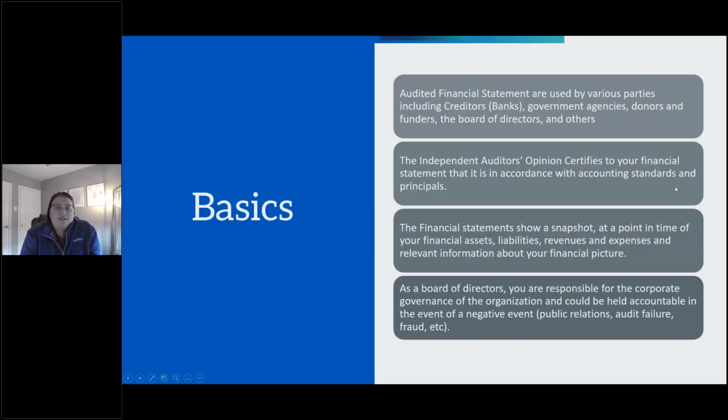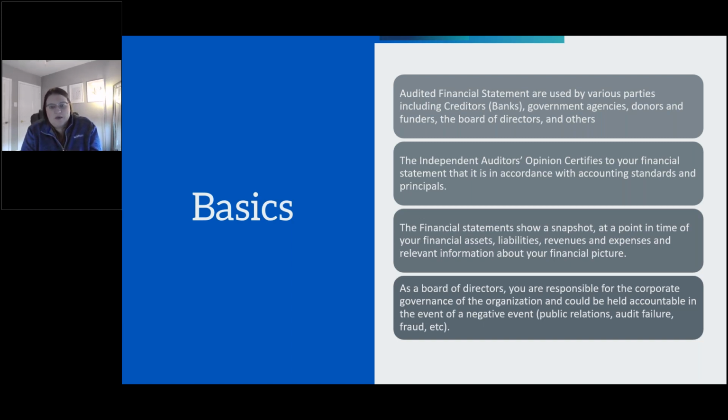All right, so just some basics before we show some examples. So your audited financial statements are used by various parties. It's important to know that that can be an external document, and we'll talk a bit more about who is able to see that on the next slide. The independent auditor's opinion is what certifies that your financial statement is in accordance with accounting standards and principles. So for all these examples, we're going to say that everything is generally accepted accounting principles within the United States or US GAAP.